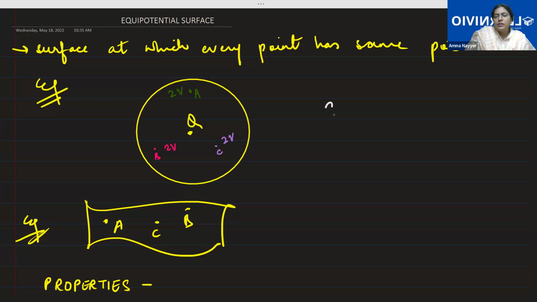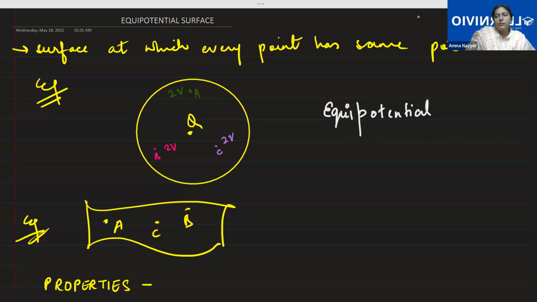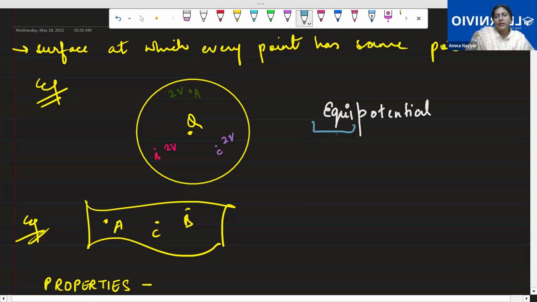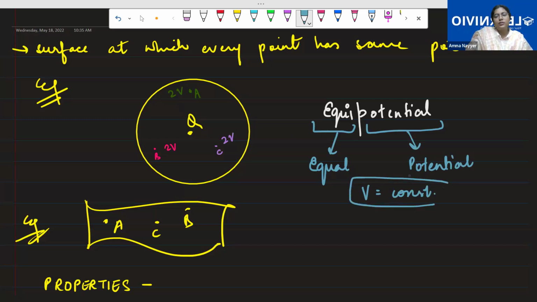Now, the term is itself self-explanatory. That is, equipotential. This refers to equi. Equi means equal. This refers to the potential, the whole concept of potential that you have studied. So equipotential means potential is constant. That is, it is equal throughout.